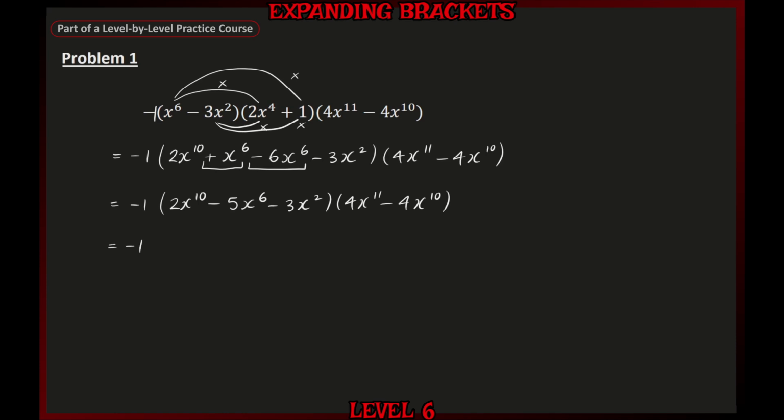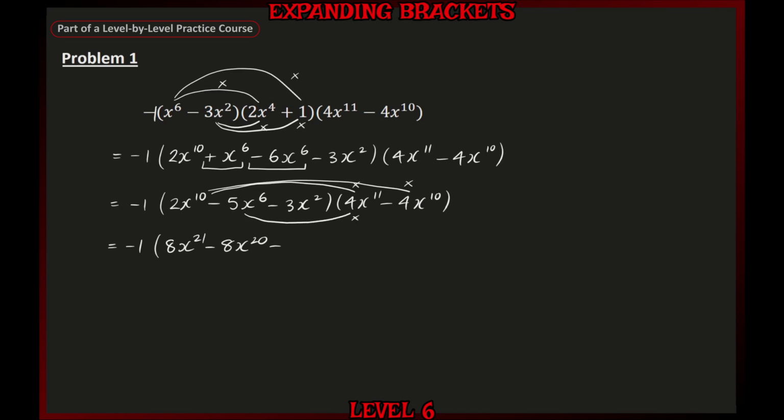So we have minus 1 still on the outside, and we start with 2x to the power of 10 multiplied by 4x to the power of 11. Well, 2 times 4 is 8, and x to the power of 10 times x to the power of 11 is x to the power of 21. We add those powers together again. 2x to the power of 10 multiplied by minus 4x to the power of 10 is minus 8x to the power of 20.